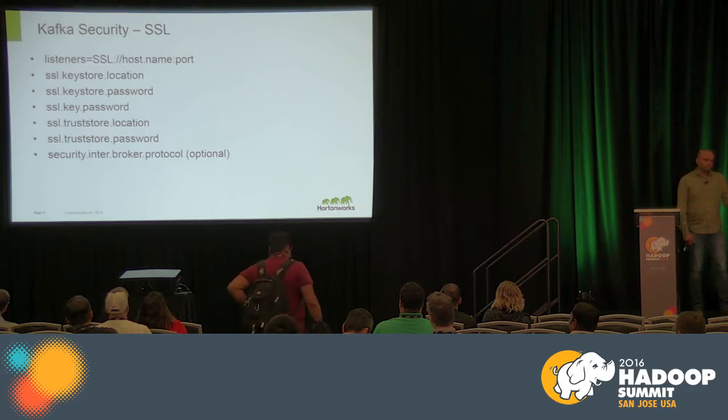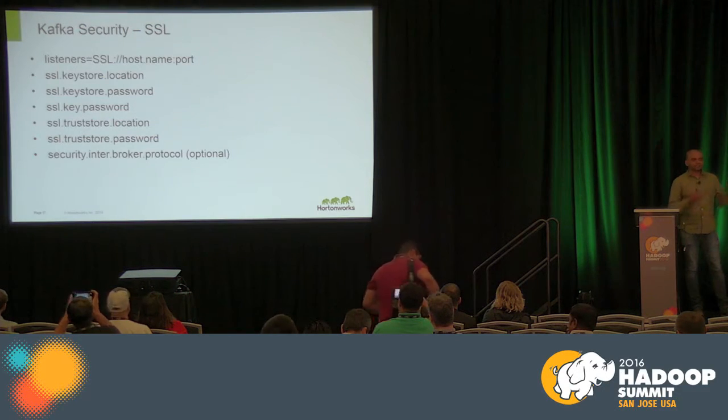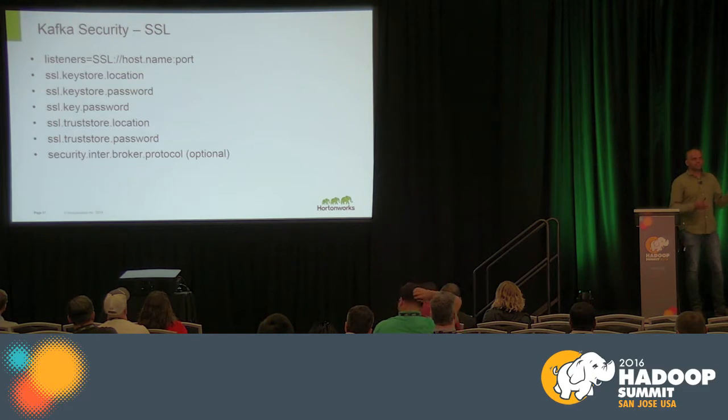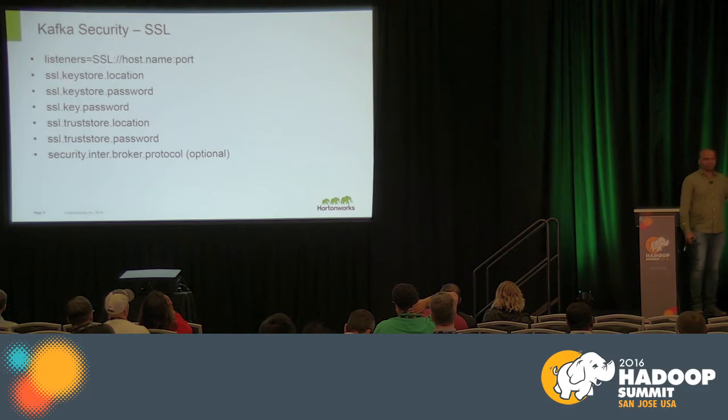So in SSL format, this is how it looks like. For the listeners, the first config is, if you look at previous versions of Kafka, you would probably be configuring via host name and port. That thing is changed to listeners now. The first part, SSL, is the protocol that the broker is going to listen on, and the next is the host name and the port.